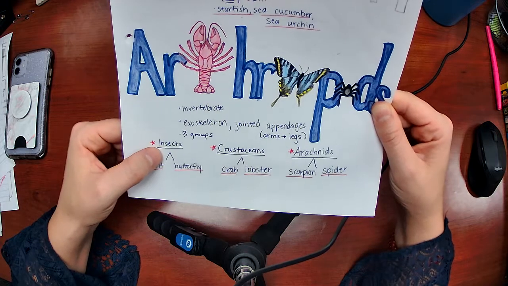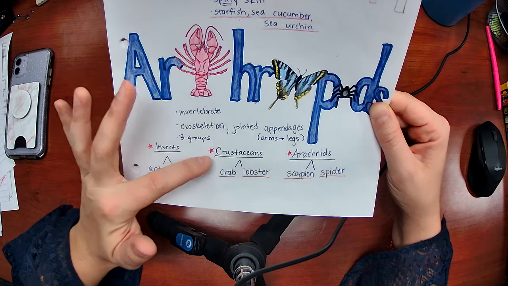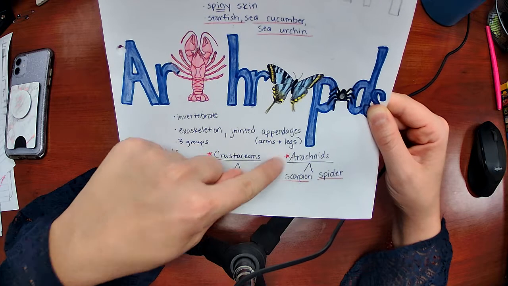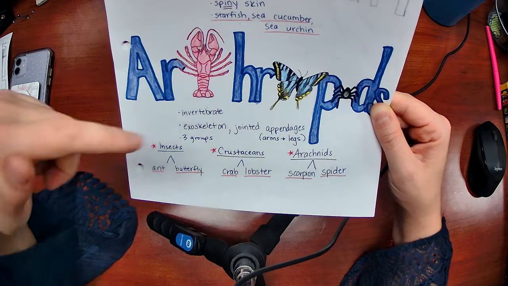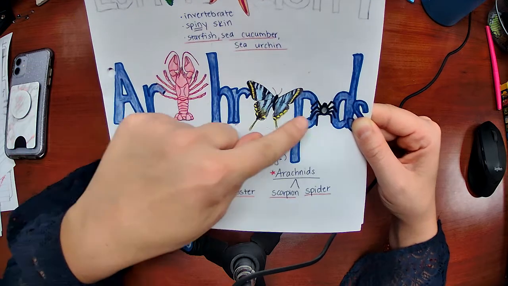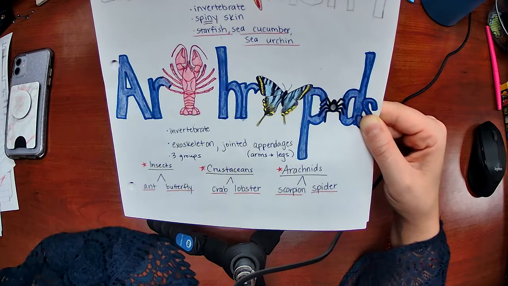Insects, which 2 examples would be ants and butterflies. Crustaceans, 2 examples would be crab and lobster. And then arachnids with scorpion and spider. So obviously I have the lobster here forming the T for arthropod, the butterfly forming the O, and then the spider forming the other O as well.